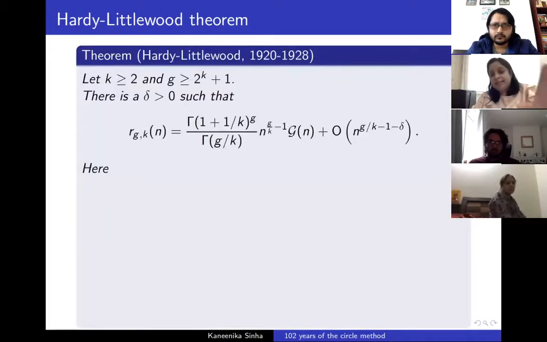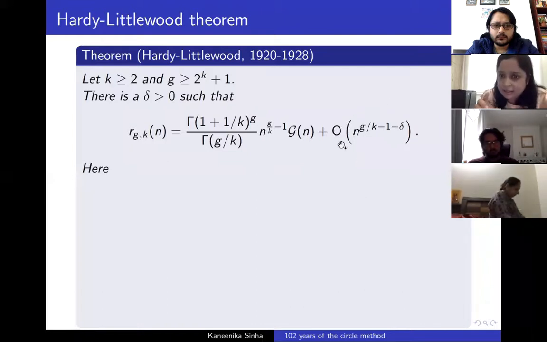Okay, so that integral can be written as a main term of the order of n raised to the g by k minus 1, plus an error term which is of the order of n to the g by k minus 1 minus something small. So all you're saying is you can have an error term which is a little bit smaller than the main term, and write out your expression for r_{g,k}(n).